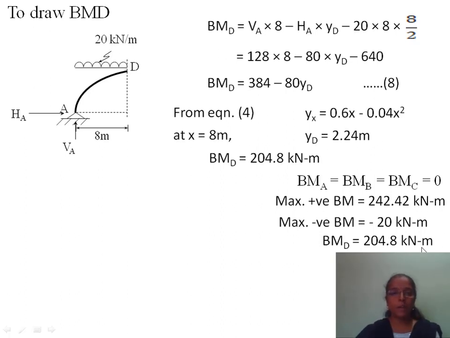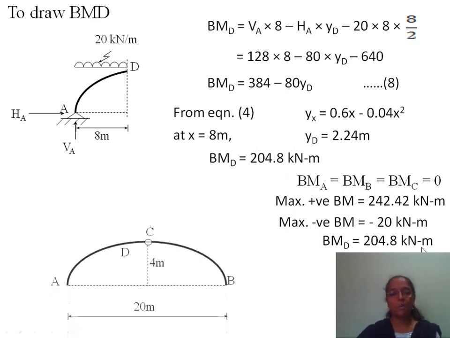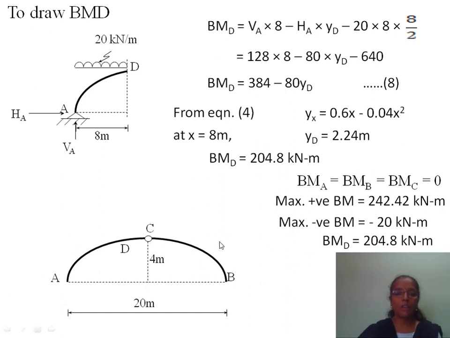To draw the bending moment diagram, first let us draw the baseline, the given arch ABC, and the point D is marked here. Bending moment at A, B, and C is 0. Maximum positive is at 6.06 meter from end A, and its ordinate is 242.42 kilonewton meter. Next, bending moment at D is 204.8 kilonewton meter.